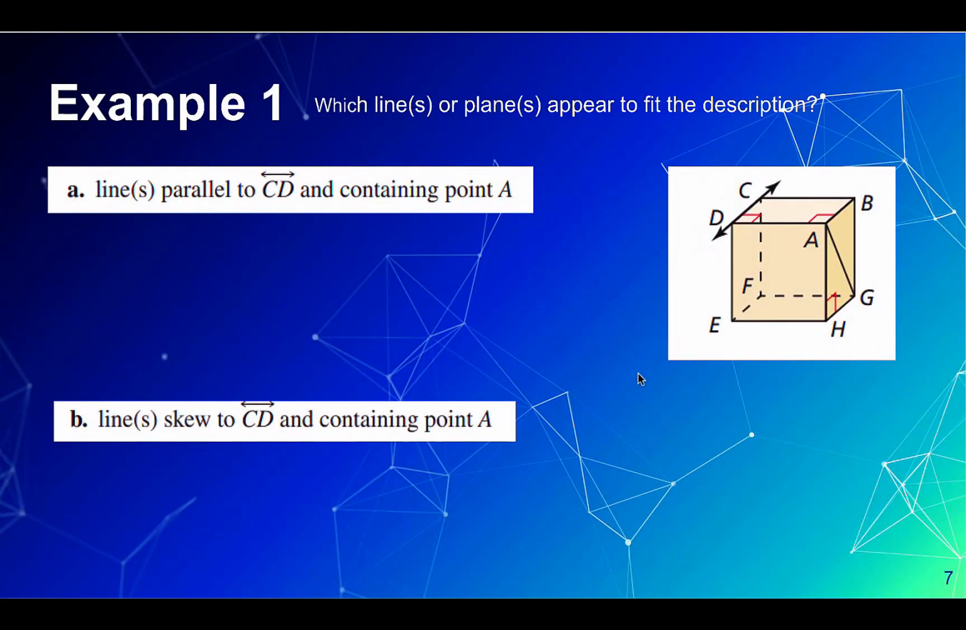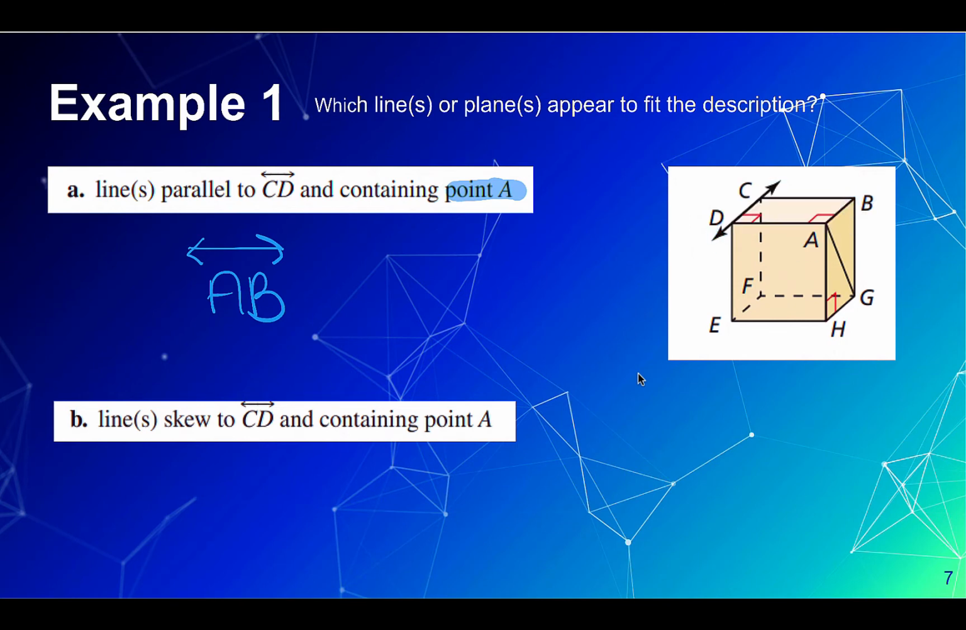Example 1. Which lines or planes appear to fit the description? A: lines parallel to CD and containing point A. Here's A. What line is parallel to CD? So it's on the same plane, but it does not touch it. Well, if we think of this as a box, the top of this box is like a plane. AB is parallel to CD and does not touch it. So the answer is line AB.